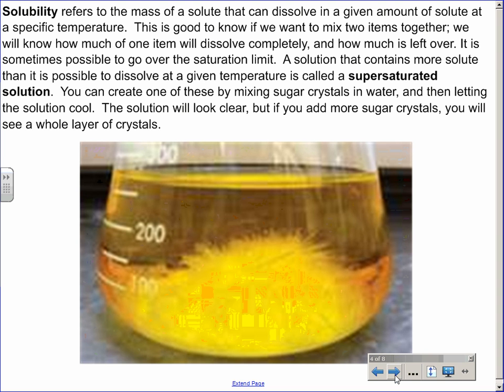A solution that contains more solute than it is possible to dissolve at a given temperature is called a supersaturated solution. You can create one of these by mixing sugar crystals and water and then letting the solution cool. The solution will look clear, but if you add more sugar crystals, you will see a whole layer of crystals at the bottom of the container.